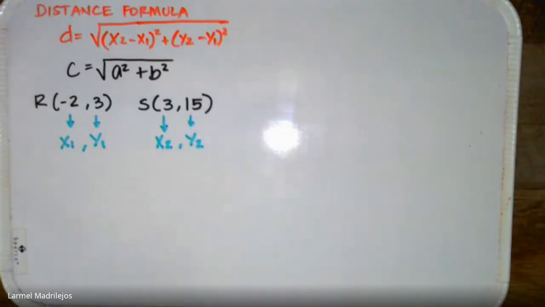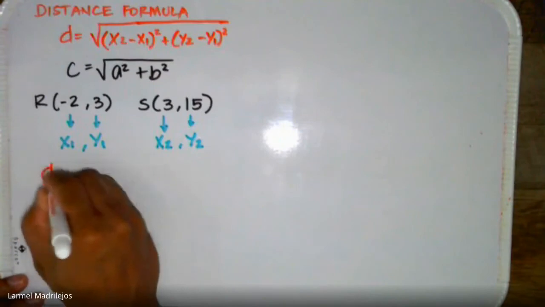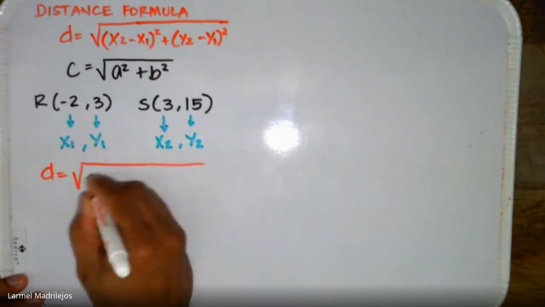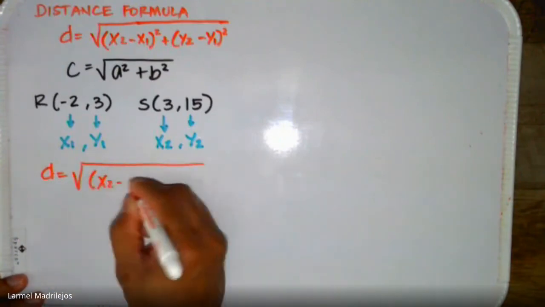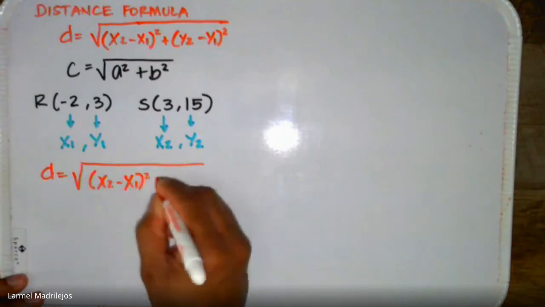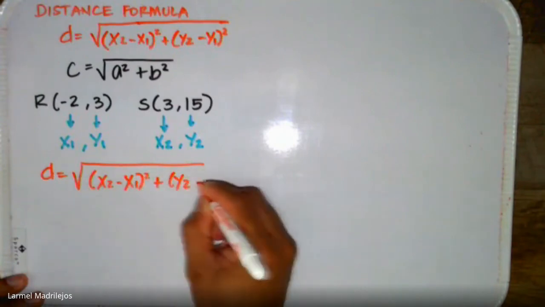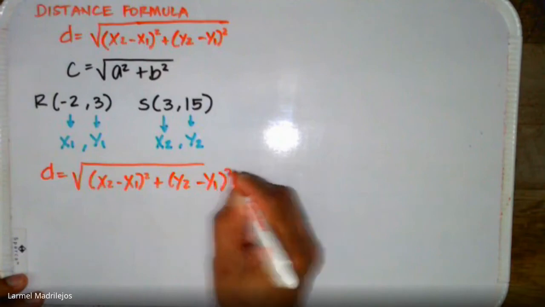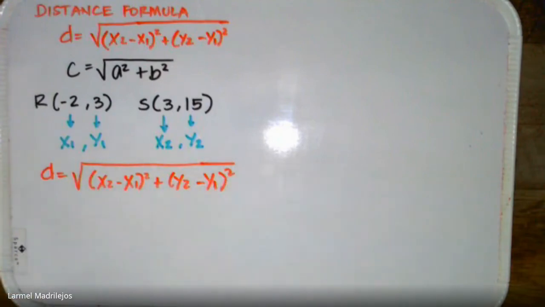So those are the coordinates. What are these coordinates? These coordinates are the values of x and y that we're going to substitute in the distance formula. So the distance formula, I'm going to write it here again: the square root of (x sub 2 minus x sub 1) squared plus (y sub 2 minus y sub 1) squared.